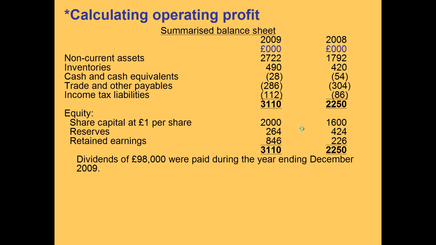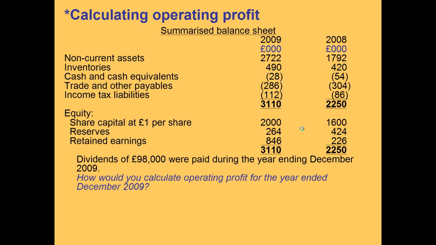So let's look at the information in this case. What I've given you is a summarized balance sheet for the 2 years, and what I want to work out is operating profit for the year end December 2009, but I've got 2 summarized balance sheets. So how would I work that out? Typically you'd be given operating profit or profit in some form, and you have to deduct or add some values. This is a bit different.